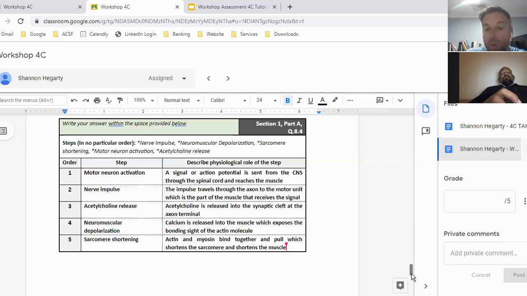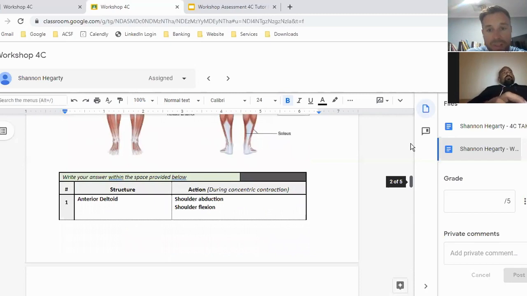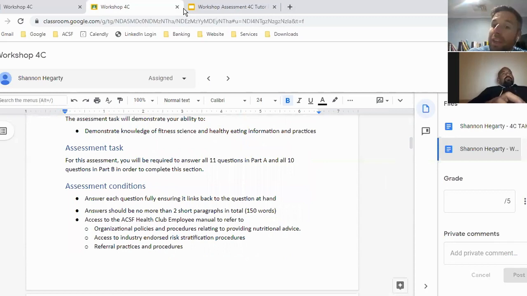All right, mate. So that's 4C done. I know this is a bit of a drier module, but that one is finished. We'll need you to do those takeaways, but we can just leave this now. We can close this down. This is saved in real time.